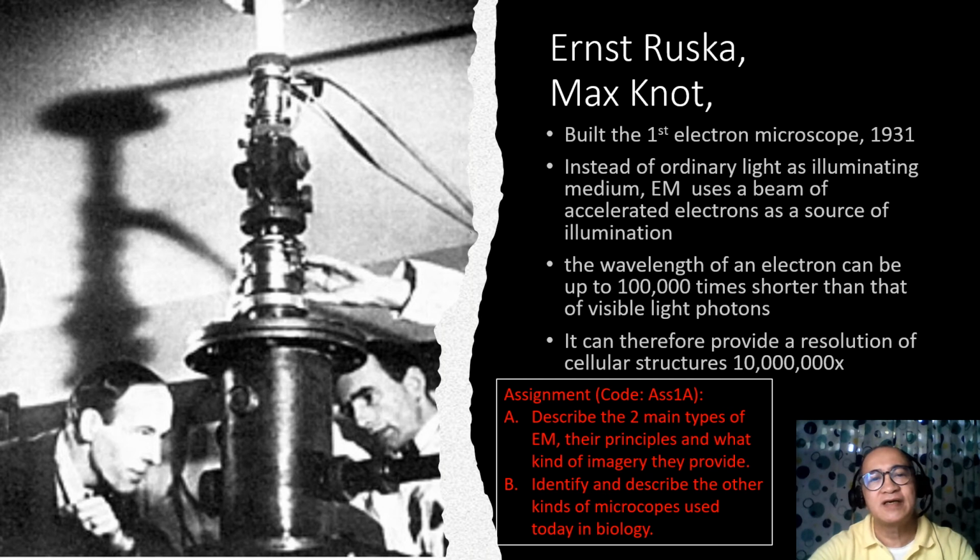Ernst Ruska and Max Knoll built the world's first electron microscope in 1931. The electron microscope employed electron beams as illuminating medium and magnets as magnifying lens to enlarge images of the minutest detail of the cell a million times over. It therefore allowed us to see ultrastructures of the cell that would have been very hard to visualize under the ordinary light microscope.